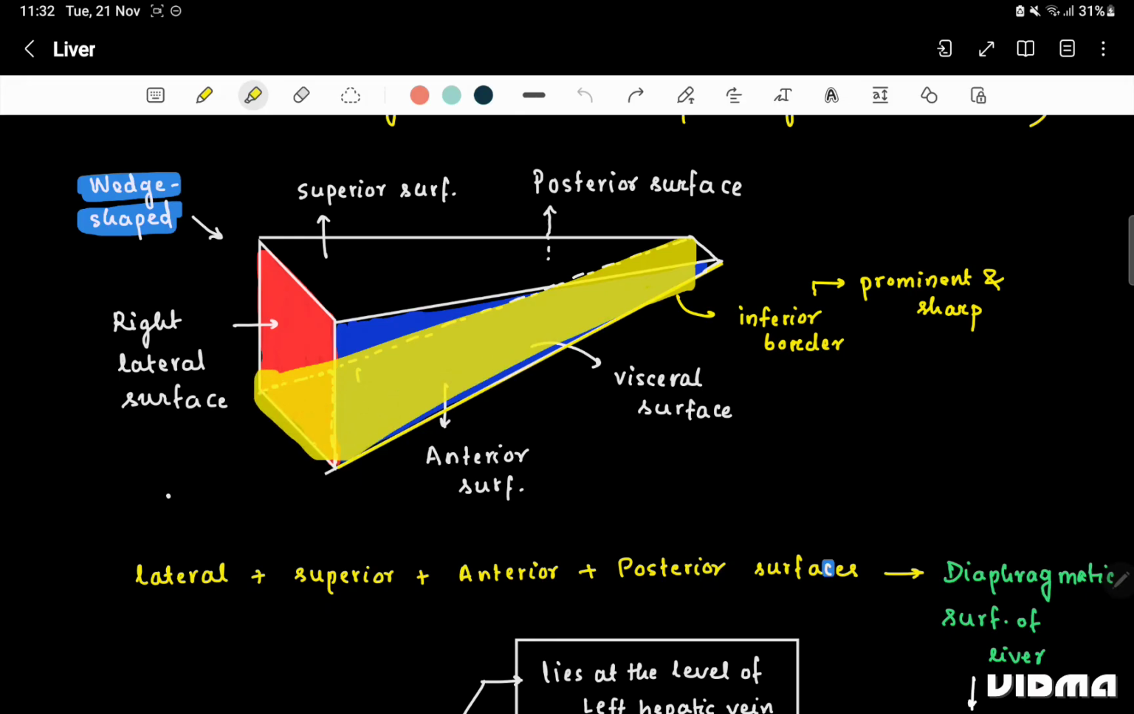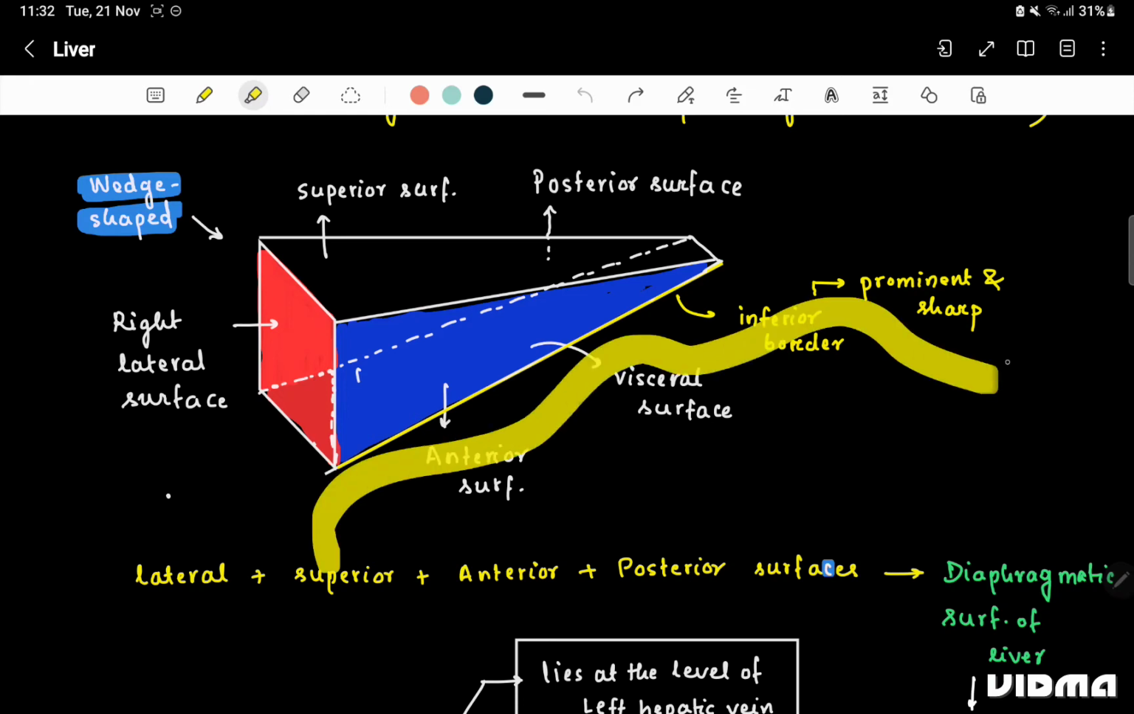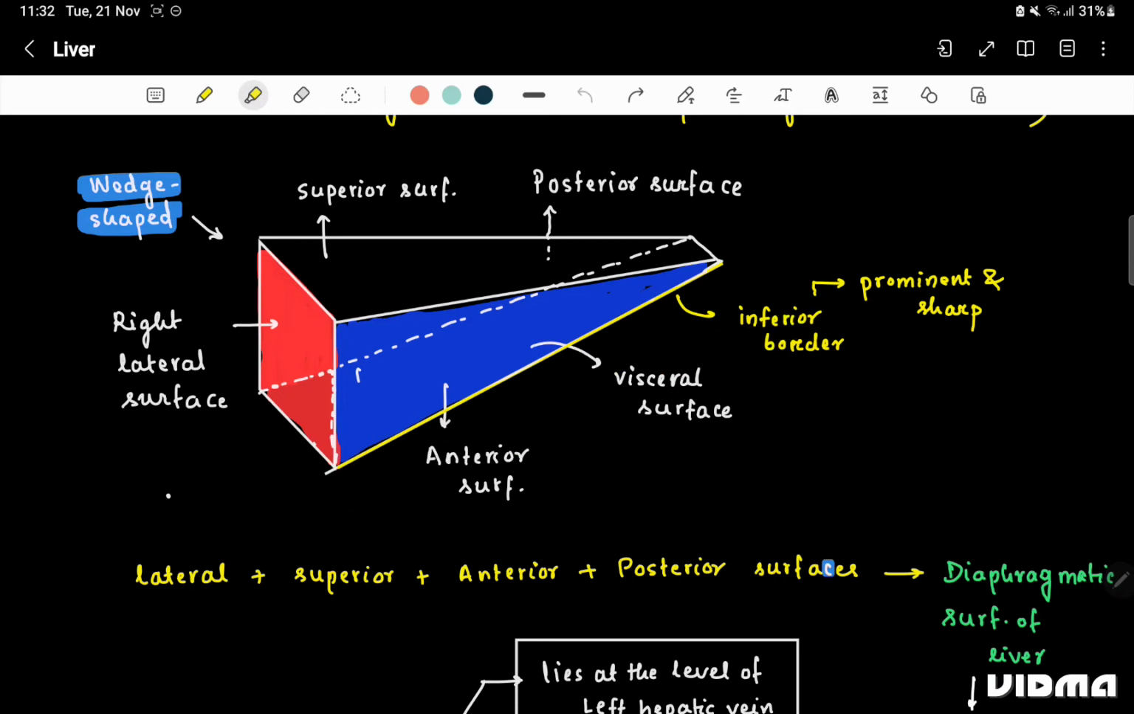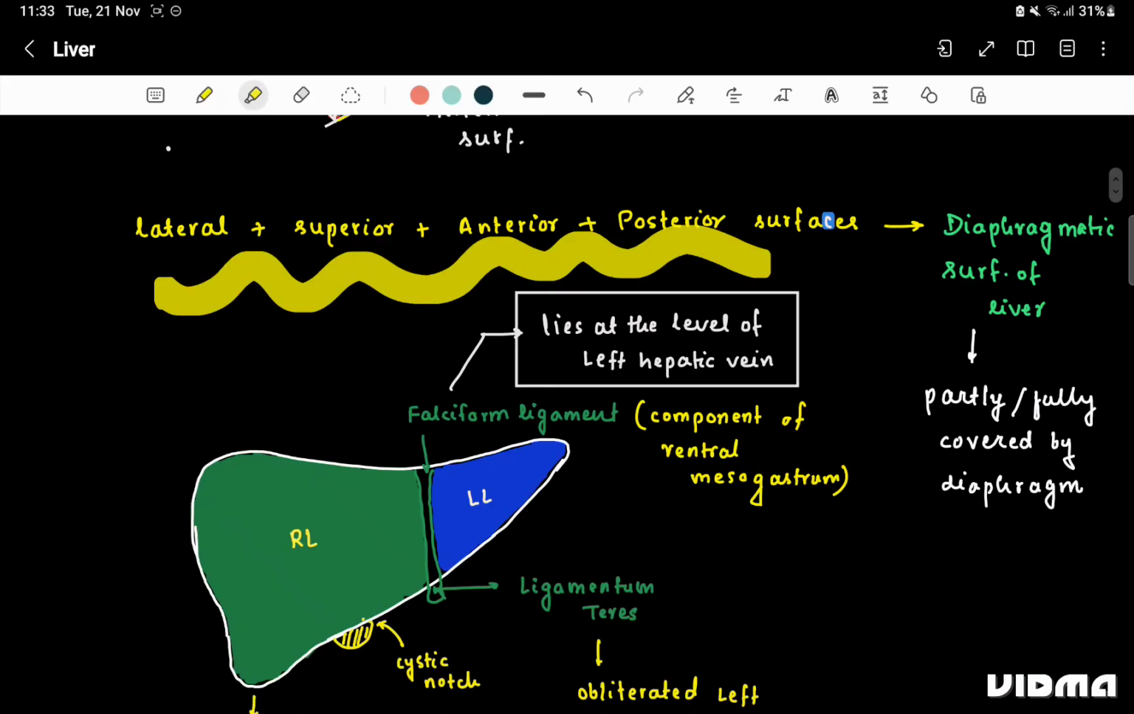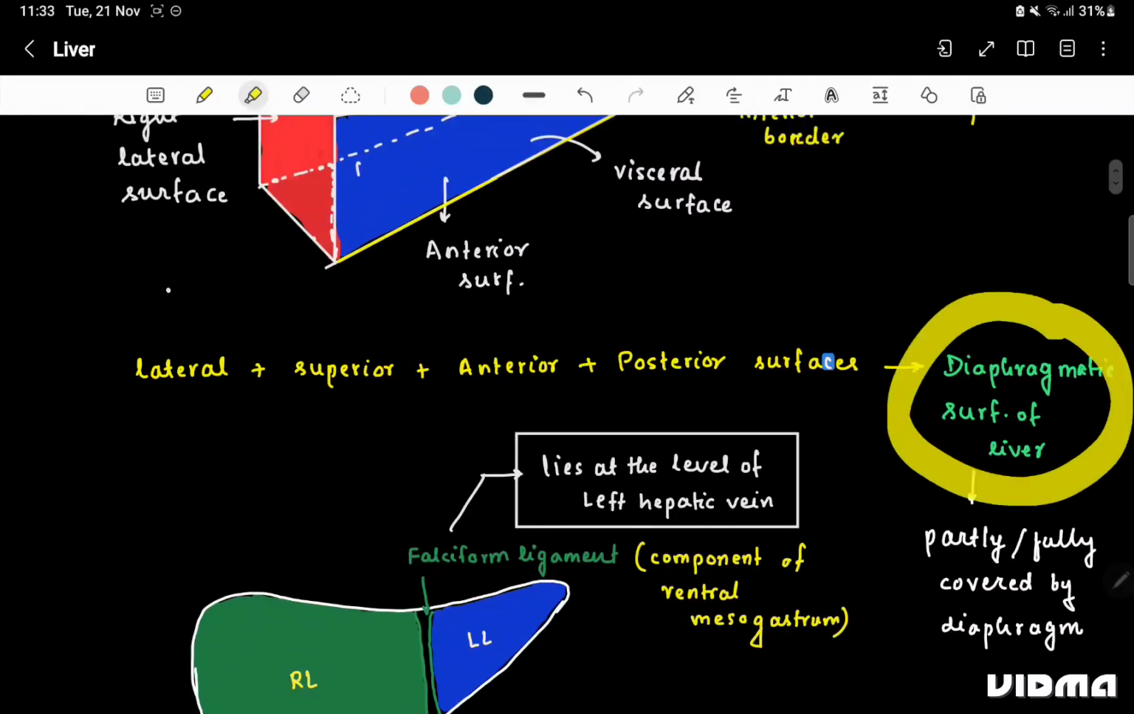This is the visceral surface, where the visceral organs start forming. And what are the other things? Okay, so this completes your surfaces. Your lateral surface, superior surface, anterior and posterior surfaces are called the diaphragmatic surfaces.